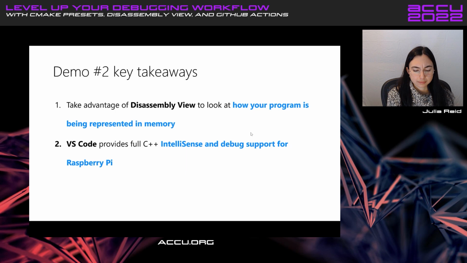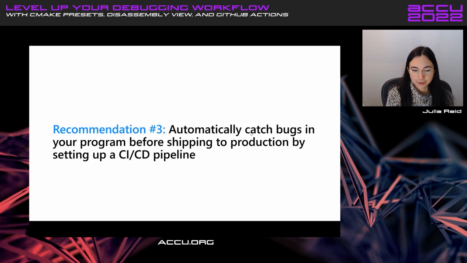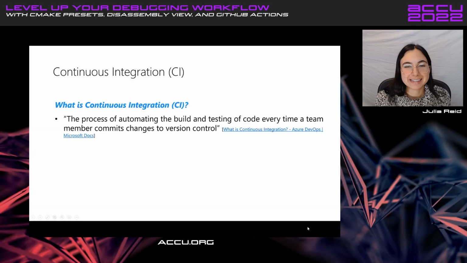So why do we debug in the first place? We debug to find and fix bugs, but bug catching doesn't have to stop there. That brings us to our third recommendation. Recommendation number 3, automatically catch bugs in your program before shipping to production by setting up a CI/CD pipeline. The CI/CD pipeline that I'll be setting up in my demo today uses GitHub Actions.